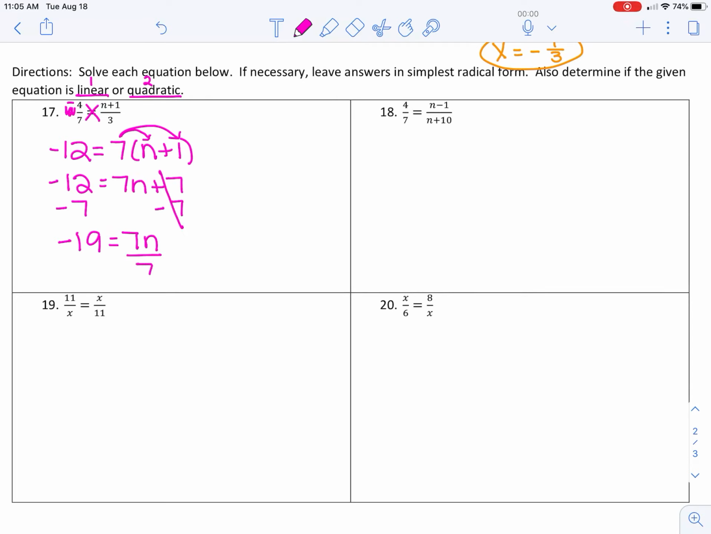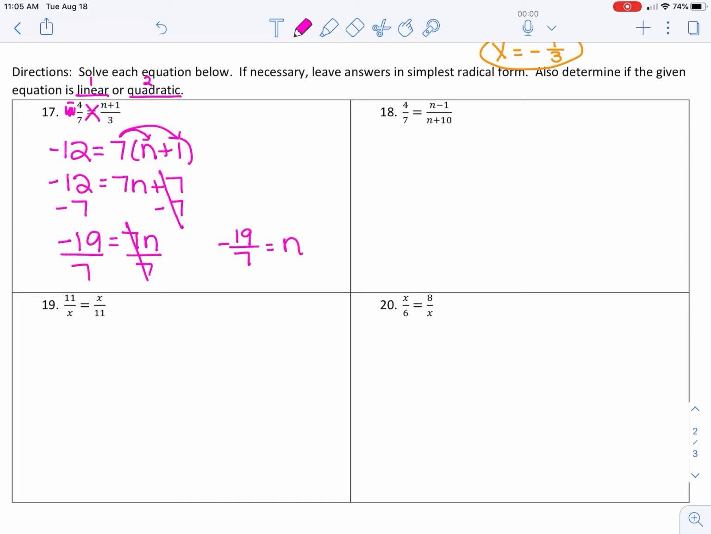And I'm going to divide by 7. So I get negative 19 over 7 equals n. Now, if you look at this, we can't simplify that any further. That is our reduced fraction. That's negative 19 over 7.